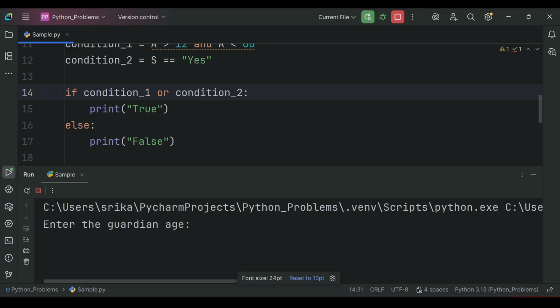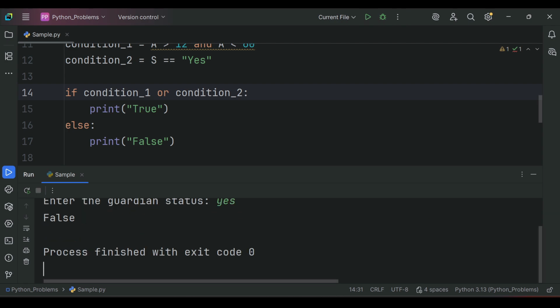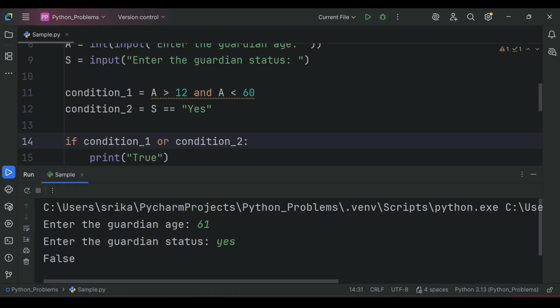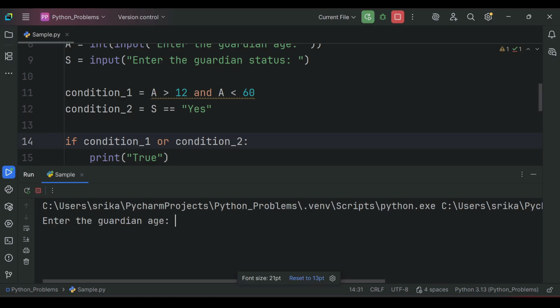See here, age I am giving 61 and the status is yes. See, the output should be, why did false come? If any one condition is satisfied, the first condition is false because it's more than 60. The second condition we gave, here I gave small letters, but I mentioned capital Y. That's why. Okay, now see.